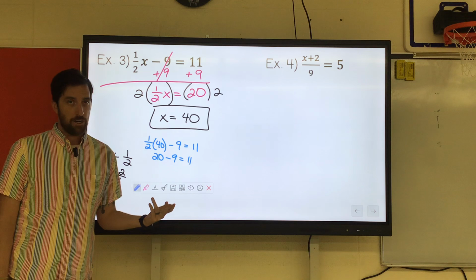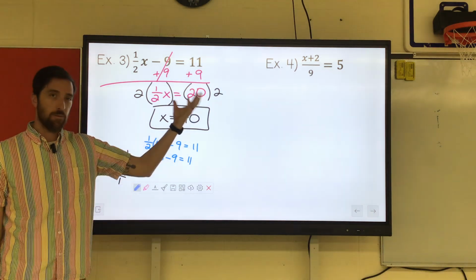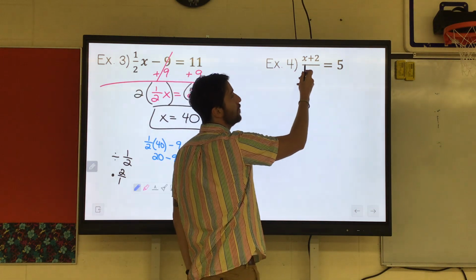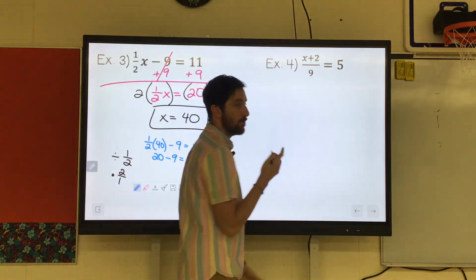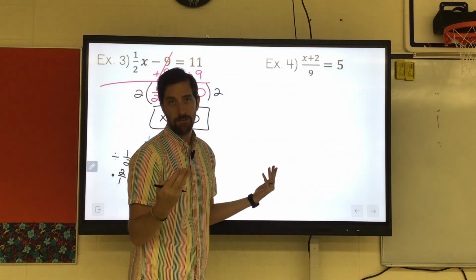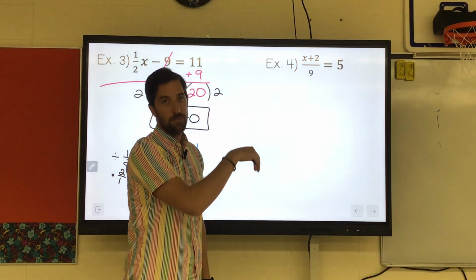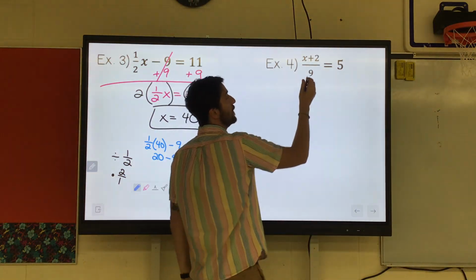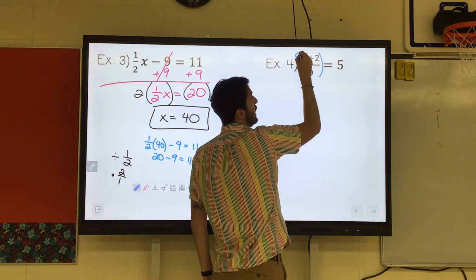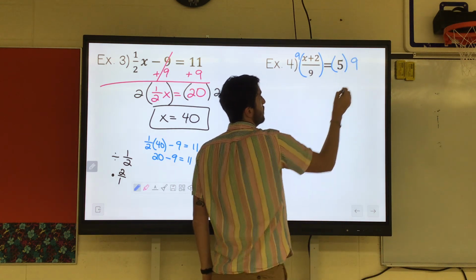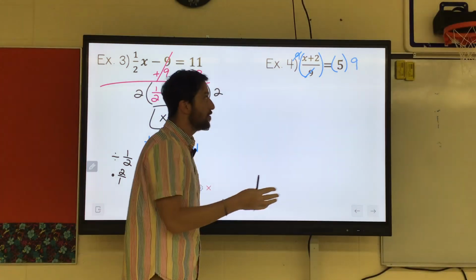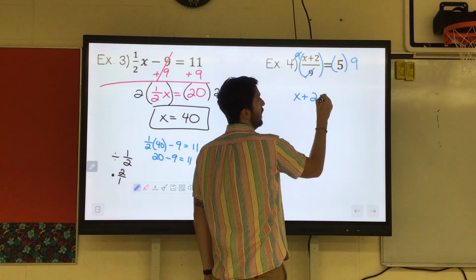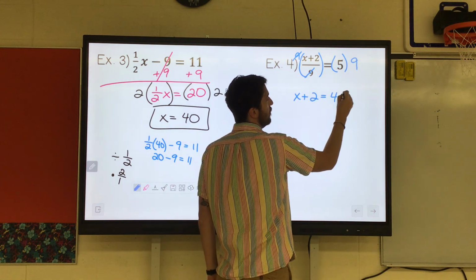Now, if you look at example 4, earlier I said most of the time you're going to get rid of addition and subtraction first. This would be one example where you're not going to do that, because this whole quantity, this whole x plus 2, is being divided by 9. So we're actually going to cancel out the divided by 9 first, because we can't just subtract 2, because that 2 is still being divided by 9. So we're going to cancel out the 9 by multiplying a 9 on both sides. That'll cancel out the 9 in the denominator, so all we have left in the numerator is the x plus 2. On the right side, 5 times 9 is 45.